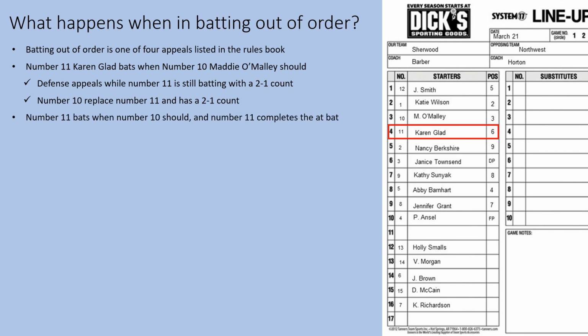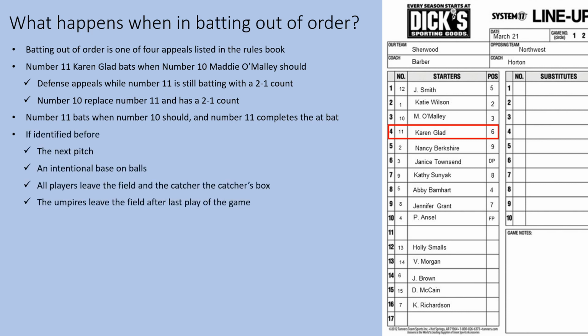Now, what happens if number 11, Karen, completes her at bat? Well, it has to be identified before the next pitch, before an intentional base on balls, before all the infielders leave the diamond and the catcher's box, or before the umpire leaves the field after the last play of the game. What are the consequences? Well, the proper batter is out and loses her turn at bat.